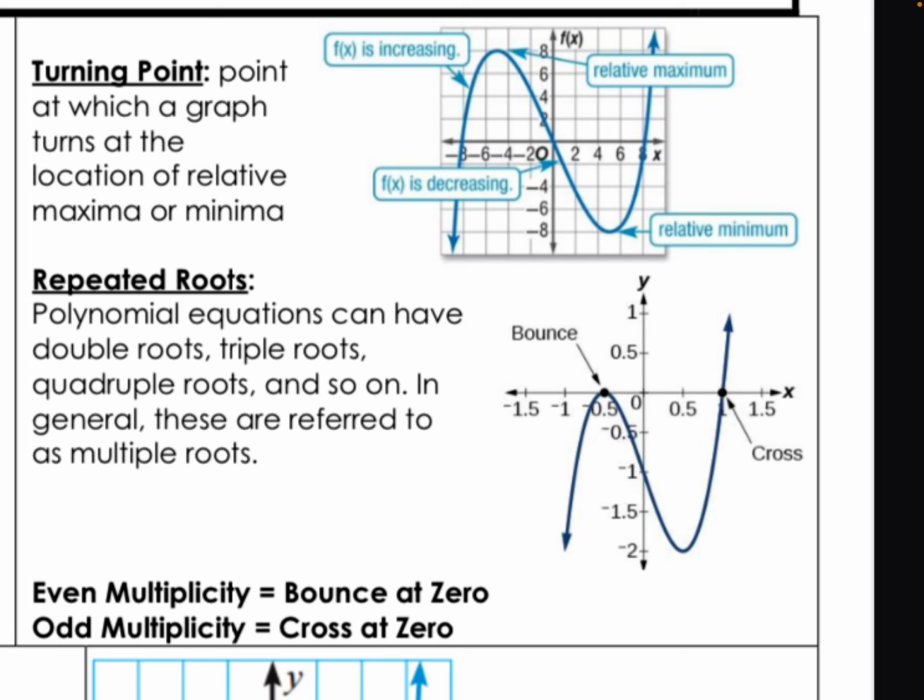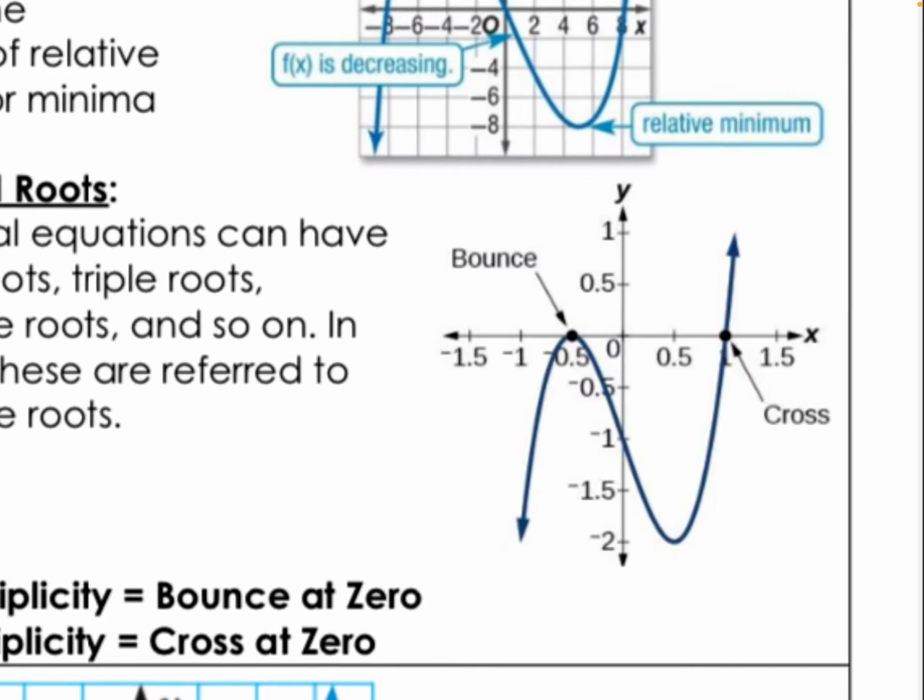Repeated roots. Polynomial equations can have double roots, triple roots, or quadruple roots, and so on. In general, these are referred to as multiple roots. So the amount of times that the root occurs actually affects how it looks on the graph. I remember talking about this with you guys a long time ago, saying when we get two results, like x equals 2 twice, at the time it didn't matter. We had the single solution of x equals 2.